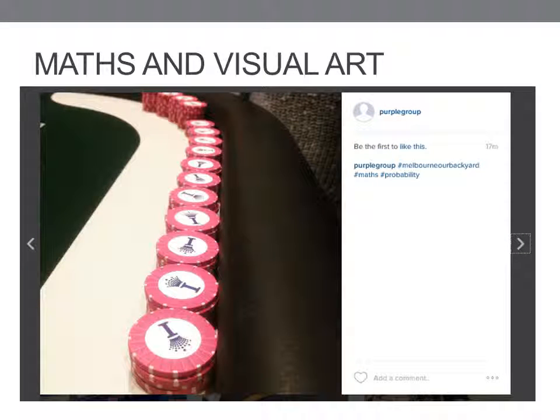This photo was taken at Crown Casino and connects well with the theme Melbourne, Our Backyard. Mathematically, it connects with the ideas of probability and fractions. In fact, many teachers have used a roulette wheel in upper primary to talk about these concepts. From a visual art perspective, you can really see the highlighting of colour and perspective, but also about the message that this might send as a piece of art.